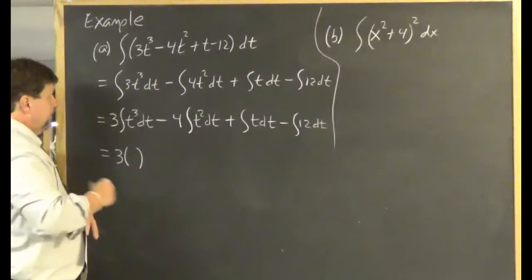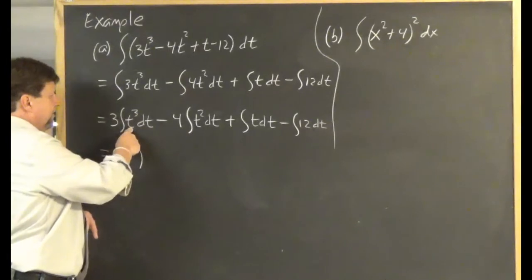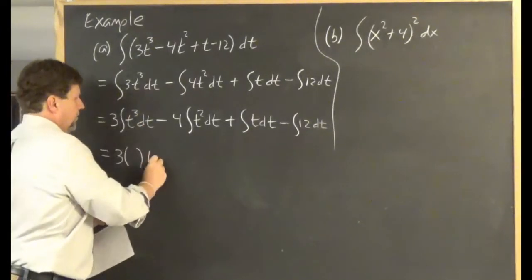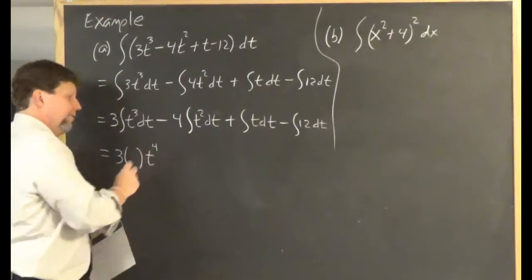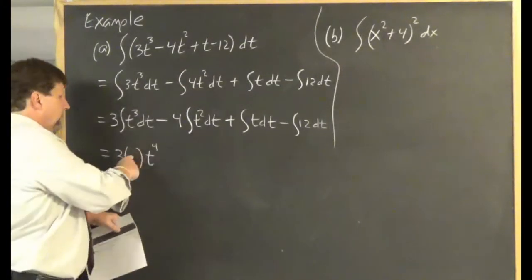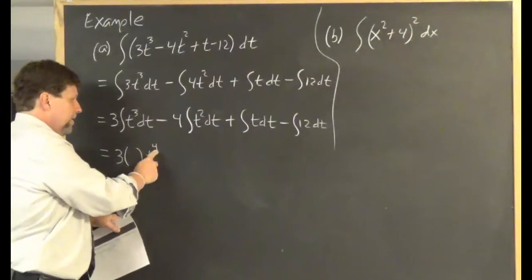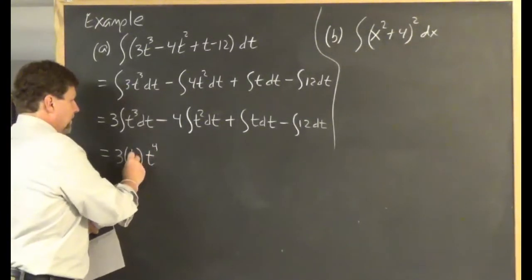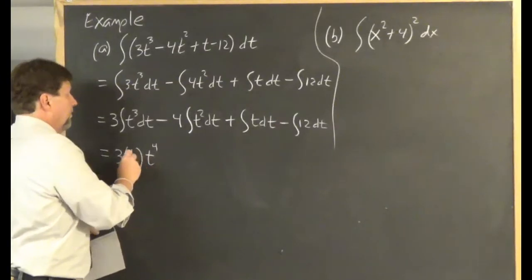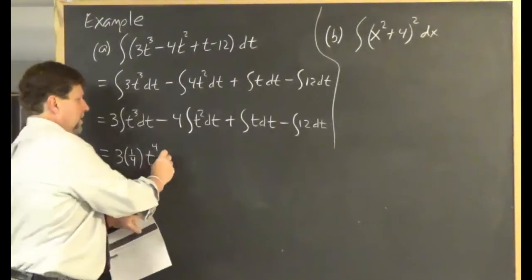So let's see, the antiderivative of t cubed. So the power rule, add 1 to the exponent. So that gives me a 4. The little multiplier that I'm putting in here, remember it's the reciprocal of that new exponent. So it's a 1/4. Moving on.